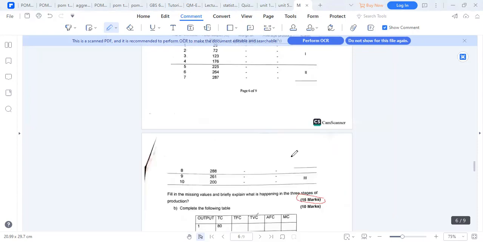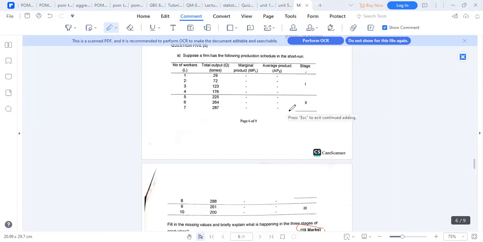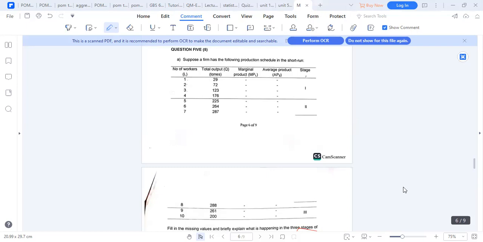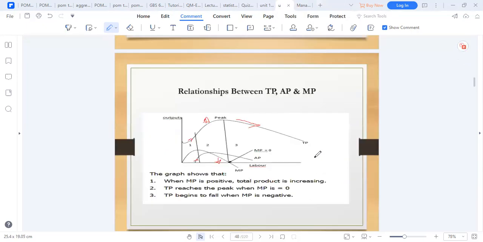I'll need this work. Please follow through everything I've explained. So this is 15 marks. It's not only about filling in, you also need to explain the 3 stages of production. Stage 1, stage 2, stage 3. Preferably, you can even show a graph. All my students live above par. They get to illustrate the happenings.